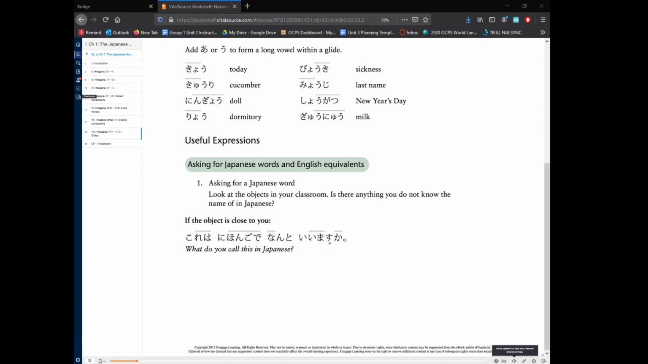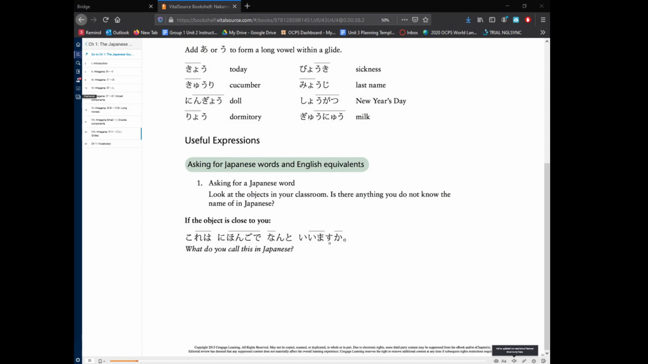If there is anything that I find to be as useful as possible when first learning this language, it is how to ask, what do you call this in Japanese? What is that in English? So this is a very, very important video to be going over. So let's talk about that first one, asking for a Japanese word.